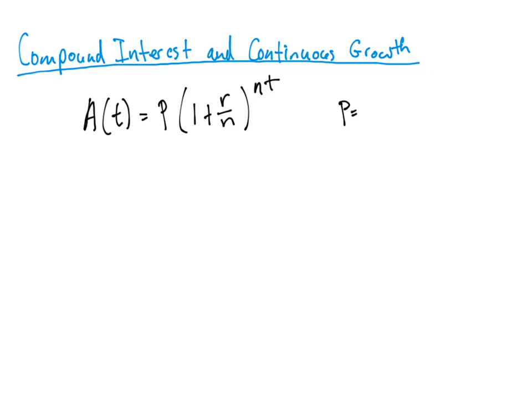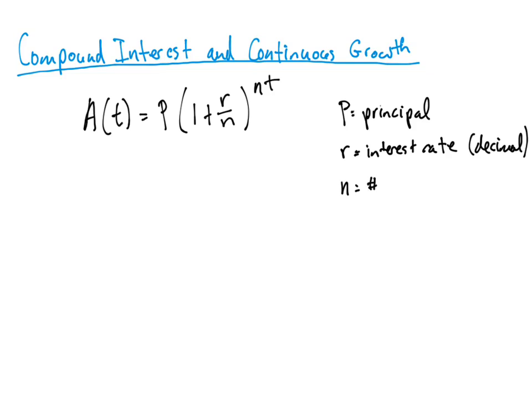So P is called the principal. This is just the initial amount of money that we have invested. R is the interest rate, and we write the interest rate as a decimal. So, for example, if it's 3%, we would write that as 0.03.